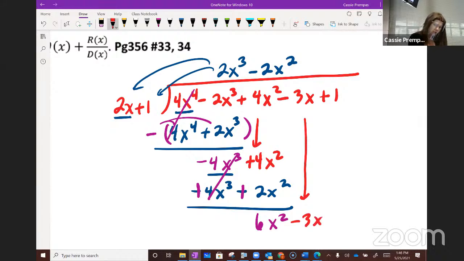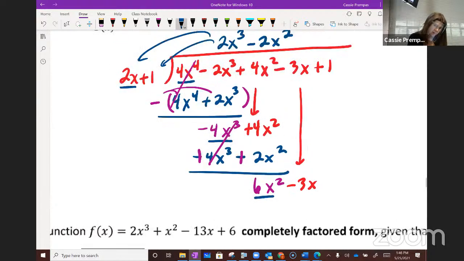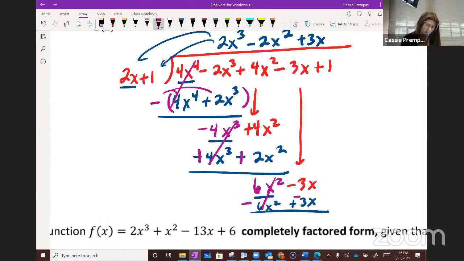And the process continues. What times 2x gives me 6x squared? 3x. I distribute back through, so 3x times 2x is 6x squared. 3x times 1 is 3x. And then I distribute a negative, negative, negative. Those cancel. Negative 3x plus negative 3x is negative 6x. Bring down the 1. What times 2x gives me negative 3x? Negative 3, distribute that back through, so I get negative 6x minus 3.